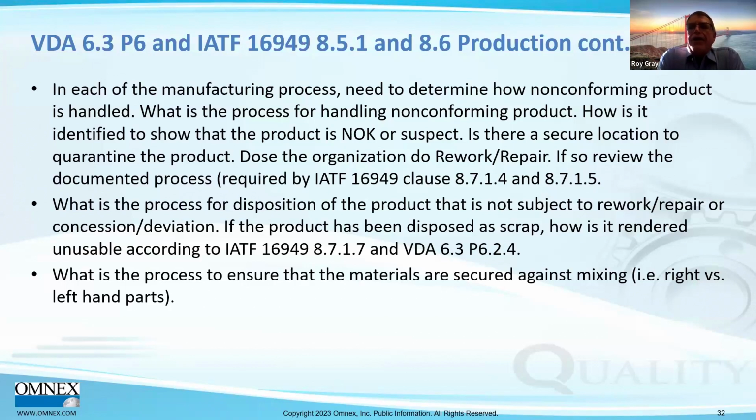In each of the manufacturing processes, we need to understand how a non-conforming product is being handled. So what is required by the operator? It needs to be identified on the control plan, right? So looking at the control plan, how is that handled? What does the operator do? And follow that all the way through.